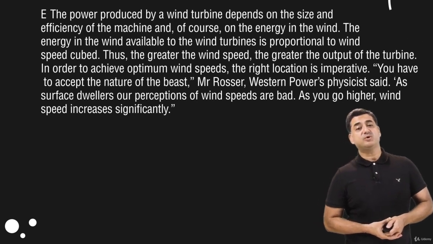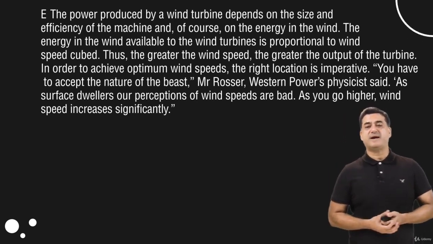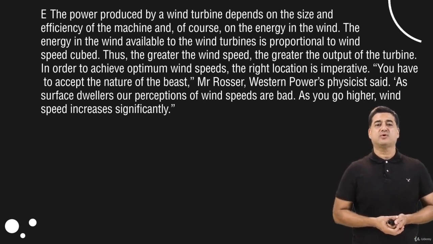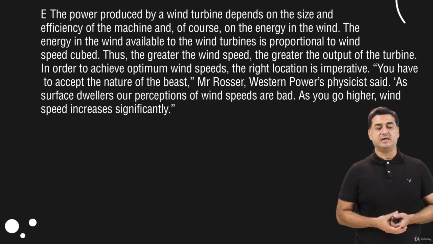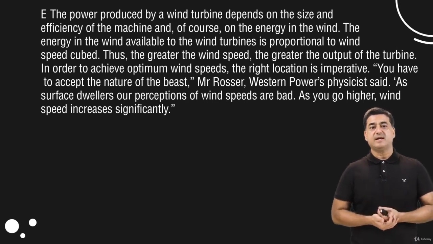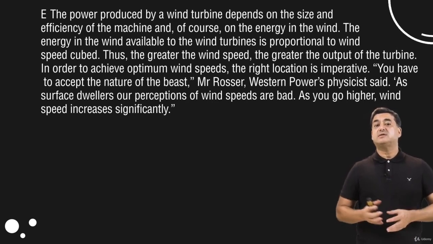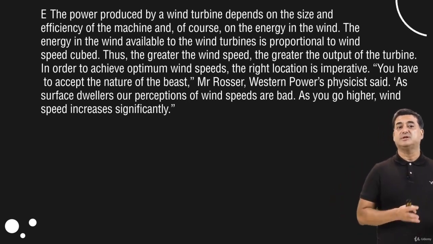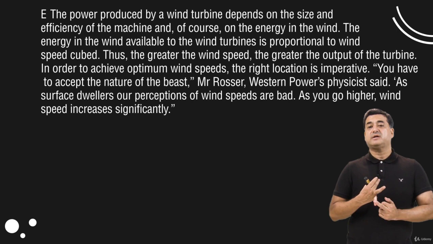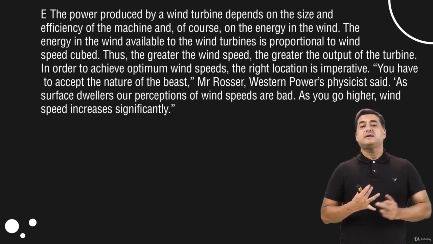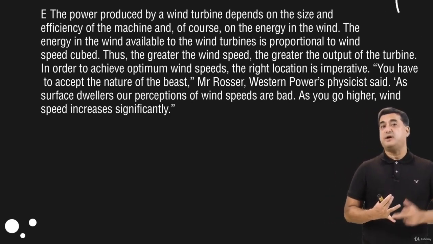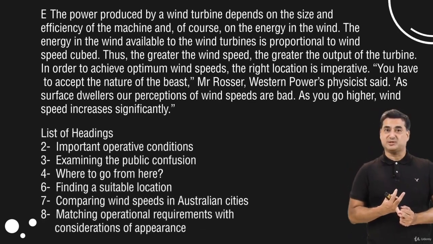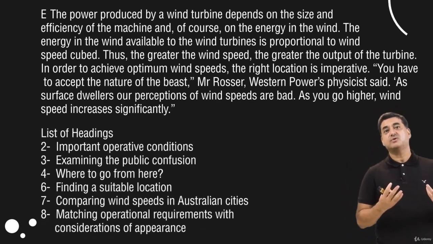The power produced by a wind turbine depends on the size and efficiency of the machine, and of course on the energy in the wind. Now let's understand what they are saying. They are saying that the power that is produced depends on various factors. The first factor is the efficiency of the machine, how efficient the machine is, and how powerful the wind is. That's what they are trying to tell us.